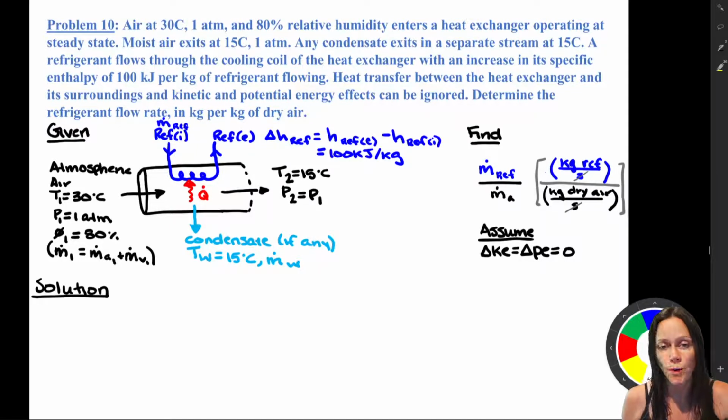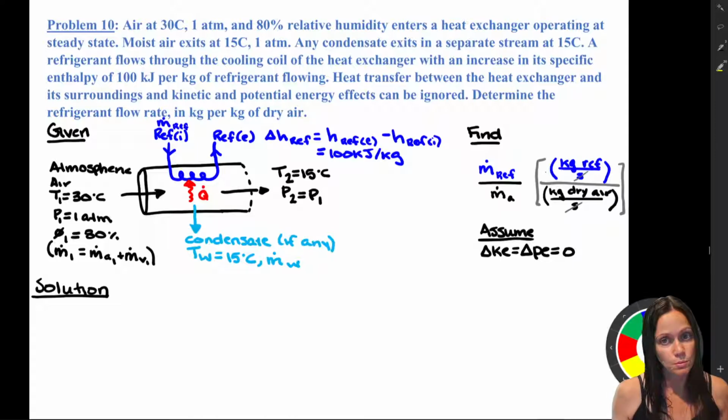I've also written, as we've shown before, that the mass flow rate of the moist air, that ideal gas mixture, is equal to the sum of the mass flow rates of each of the components. And of course, you've got two: the dry air and the water vapor. So all of that's coming in, and it passes over this cooling coil, which removes heat, and the atmospheric air comes out at 15 degrees Celsius.